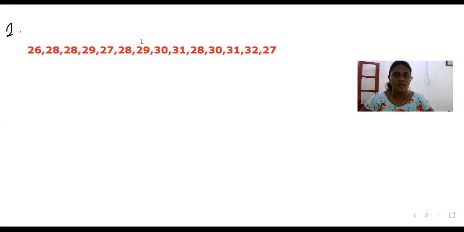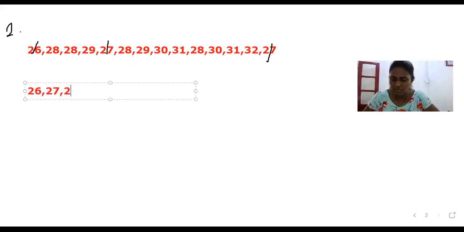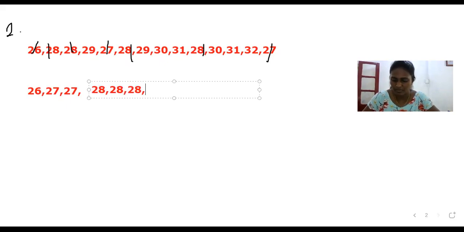But you can see that these are not in ascending order, so first of all we want to arrange them in ascending order. The smallest number is 26, which occurs only one time. Then 27, 2 times. Let's write in ascending order: 26, 27 2 times. After that, 28, 1, 2, 3, 4, 28 4 times. After that, 29 has 2 times.